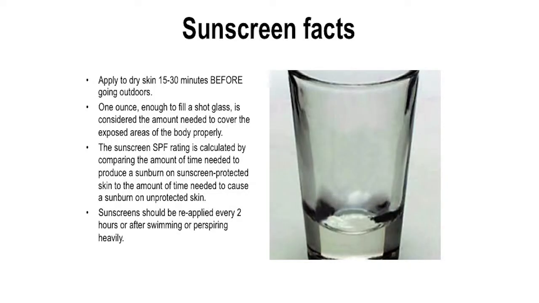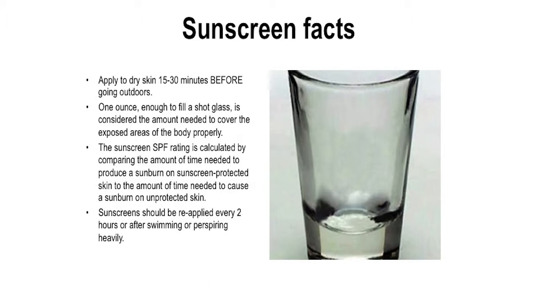So some facts about sunscreen. You generally apply it 15 to 30 minutes before going outdoors. And to cover most of your sun-exposed area, your head, your arms, your legs, your upper chest, usually you need enough sunscreen to fill a shot glass. And how many people really apply that thick of an amount of sunscreen on themselves? I don't think anybody does, right?